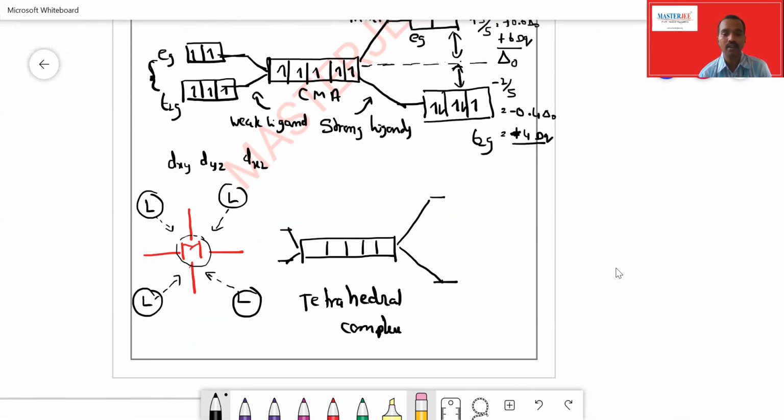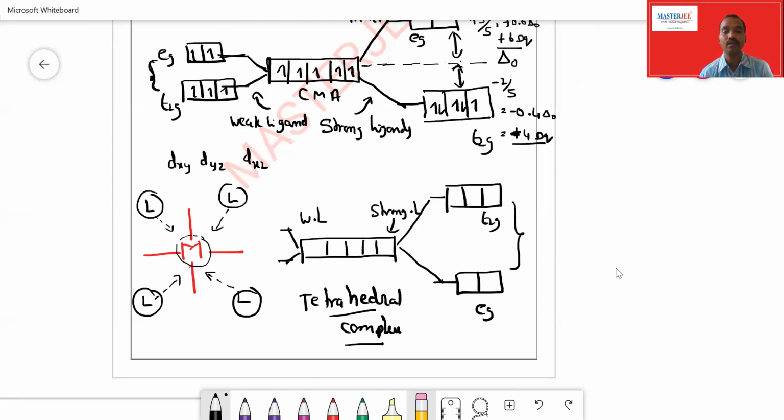So in tetrahedral complexes, t2g will occupy the highest energy level, and eg will occupy the lowest energy level. This is in case of strong ligand. If a strong ligand approaches the central atom, the splitting will again be maximum. If a weak ligand approaches the central metal atom, then here also the splitting will be the same, t2g only in the upper energy level, in the lower energy level eg only, but here minimum splitting only will take place.